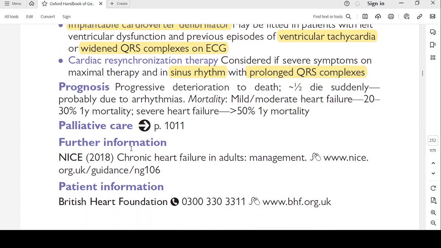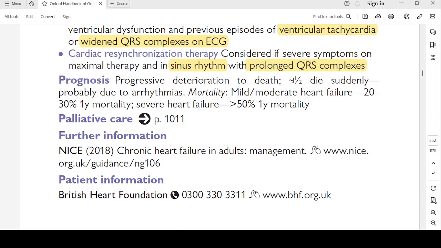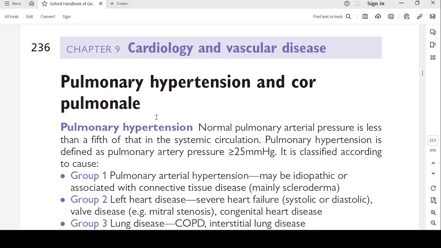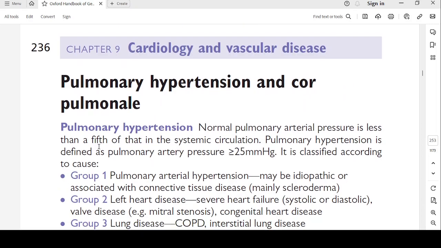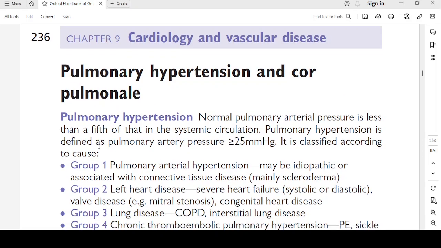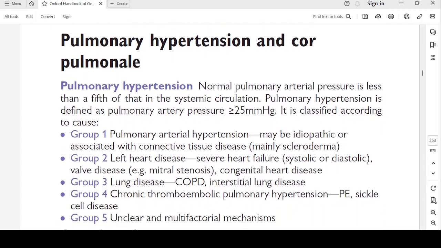Prognosis. Progressive deterioration to death. Half of them die suddenly, probably due to arrhythmias. Mortality. Mild, moderate heart failure, 20 to 30% mortality in 1 year. Severe heart failure, more than 50% mortality in 1 year. Palliative care, we will see further information as you can check. So page number 236, pulmonary hypertension and cor pulmonale.